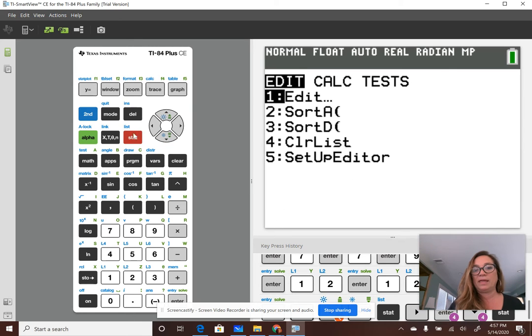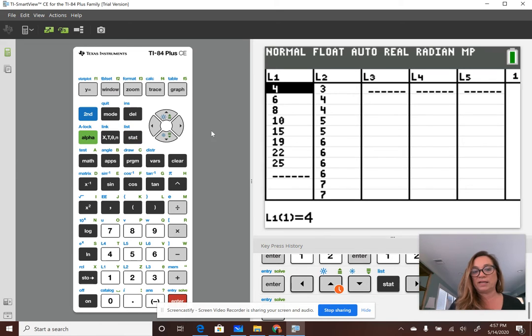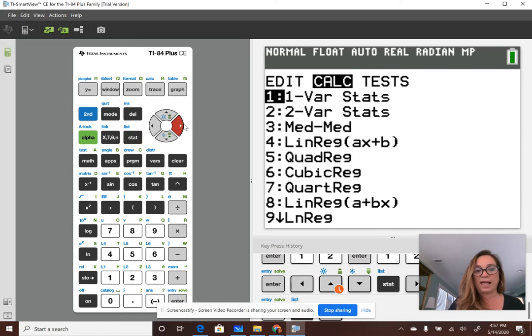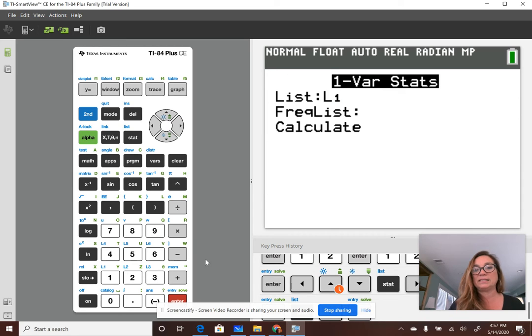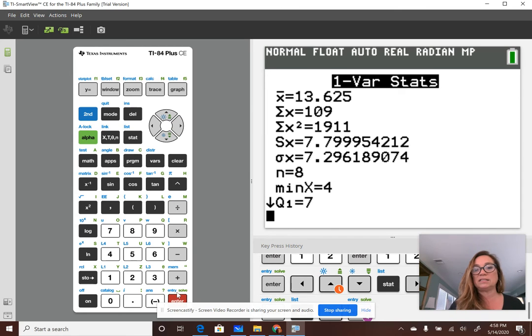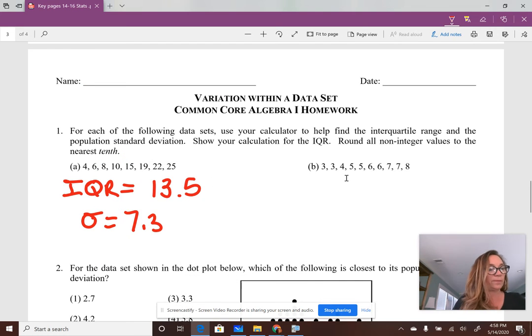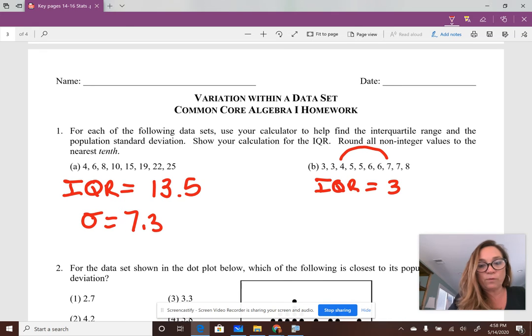Okay, one more time. You go to stat, enter, edit your list, enter it, stat, calculate, one var stats, tell it where your list is, and go to calculate. Okay, all right, so for the second one, we get an IQR of 3 because it's 7 minus 4. And it has a standard deviation of 1.6.